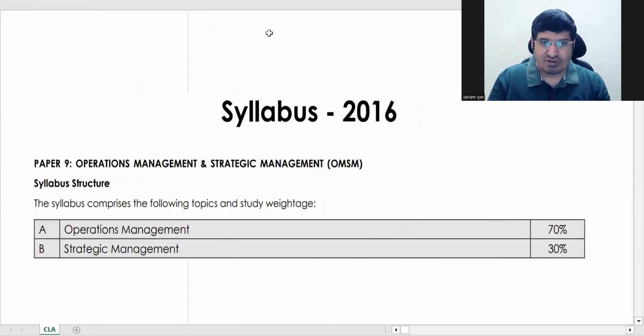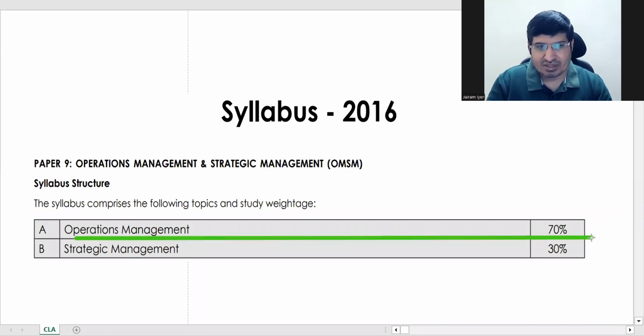So first of all, see here, here is the subject. What I am showing is for syllabus 2016, but syllabus 2022 is also very similar. If you see, operations management is of 70 marks in syllabus 2016. The only difference in the new syllabus is that operations management is for 60 marks. Here it is 70 marks, but the content is the same. There is no change in the course.